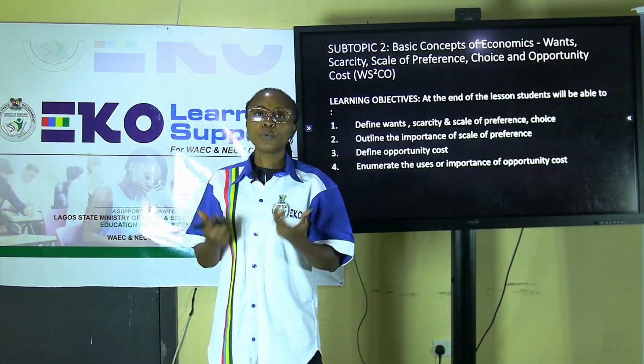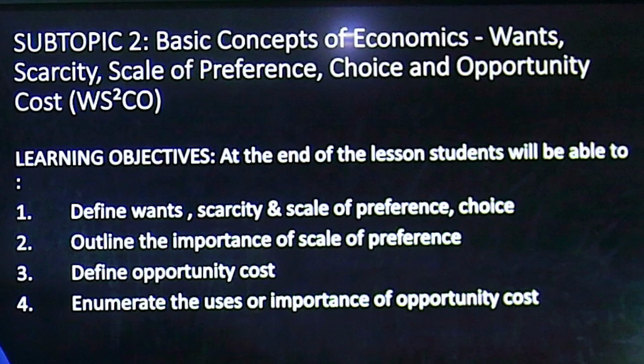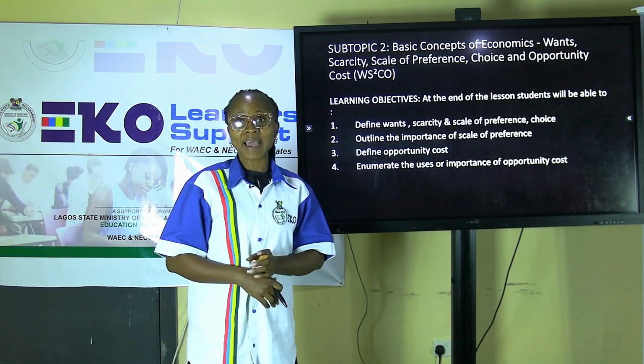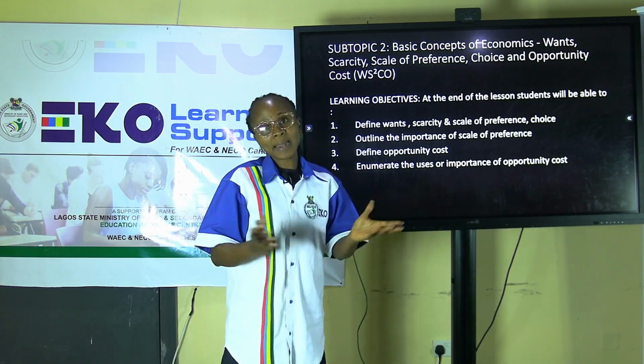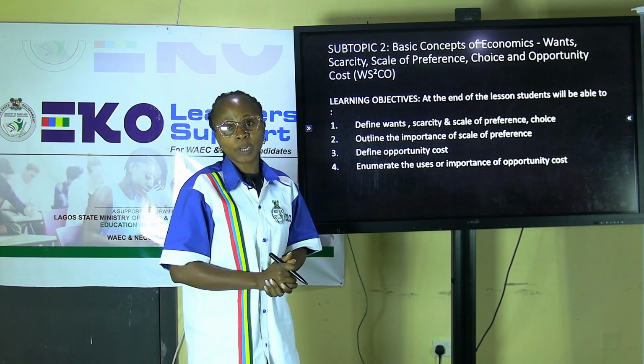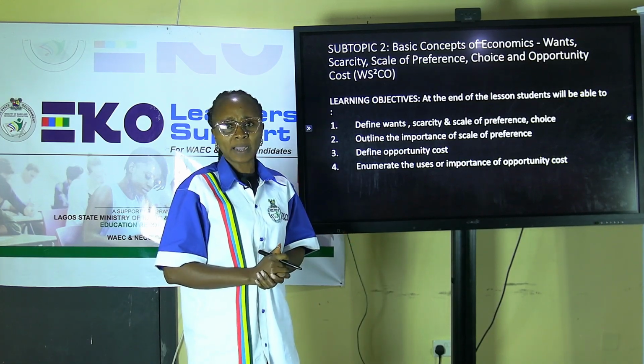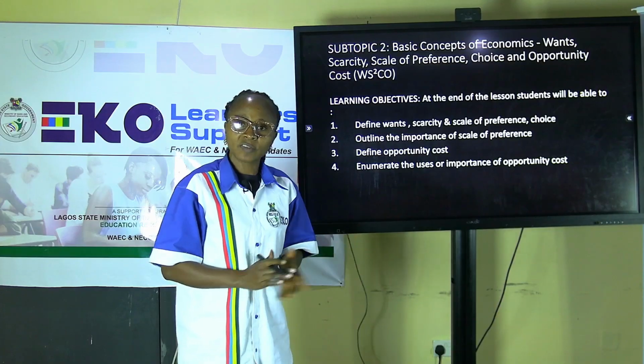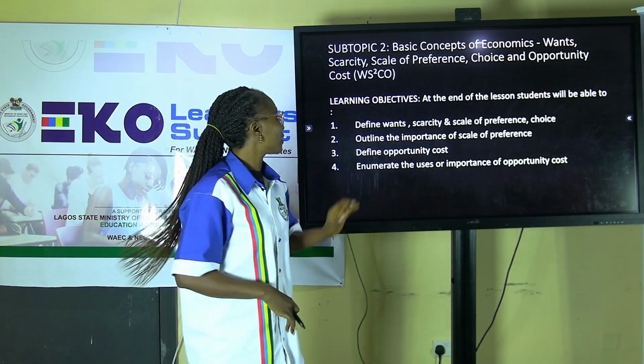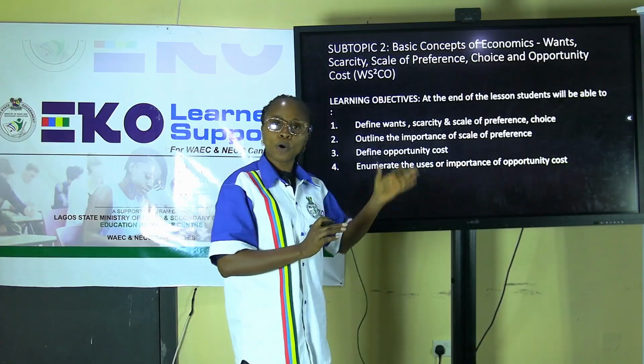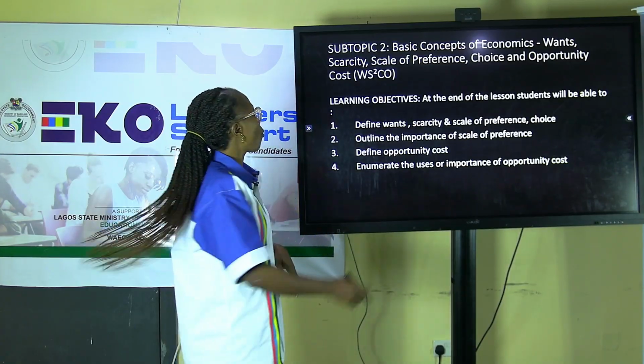We have what we call wants, scarcity, scale of preference, choice, and opportunity cost. Like you can see, I have an acronym for the basic concepts. The reason I have the acronym is so that anytime anybody meets you on the road and asks you a question on the basic concepts of economics, without blinking an eye, you can easily tell the person, my teacher has given me the acronym, which is the short form of the basic concepts of economics, which you call WASSCE.